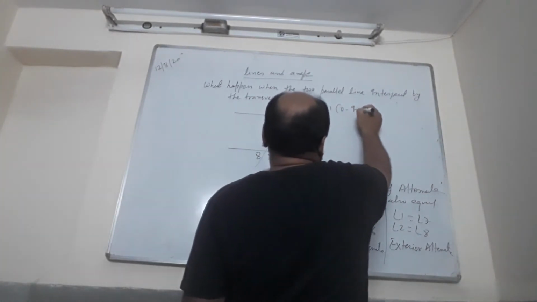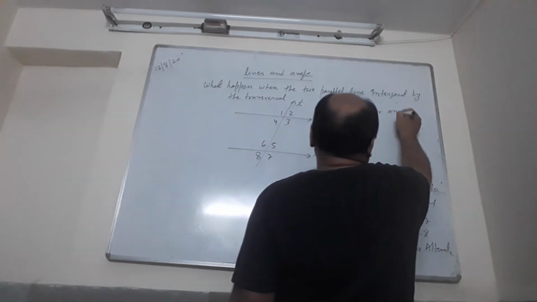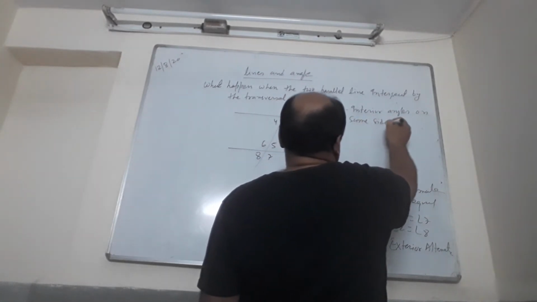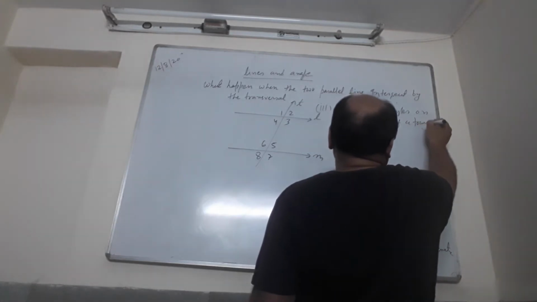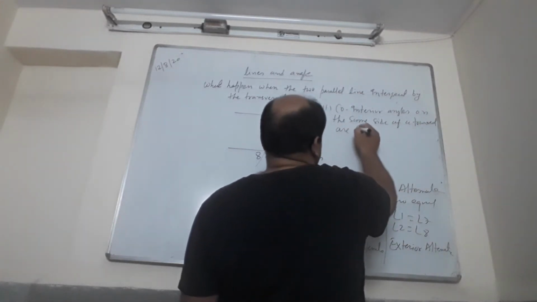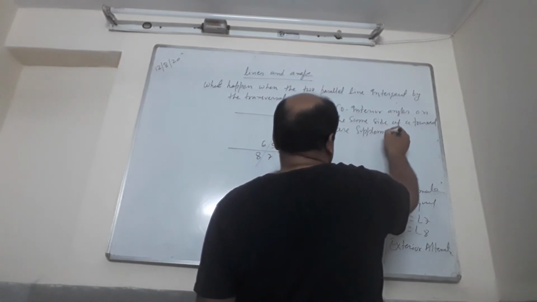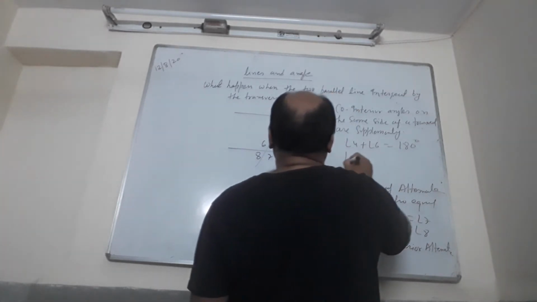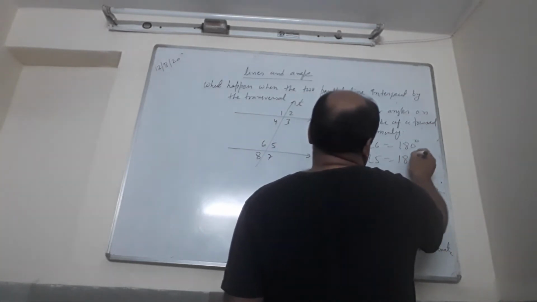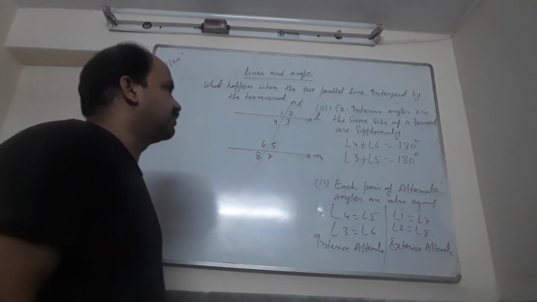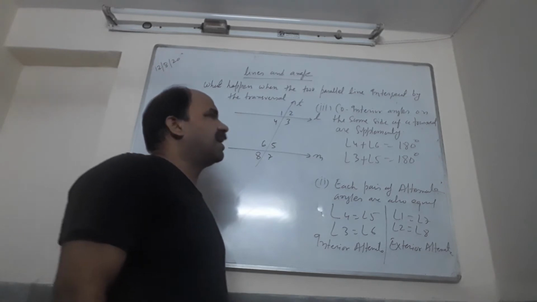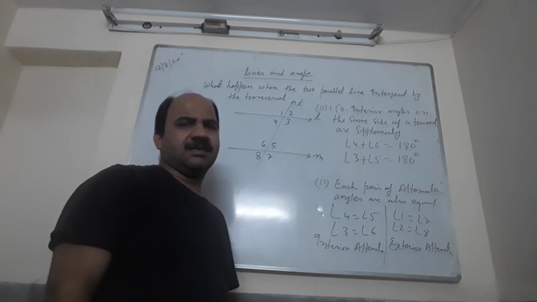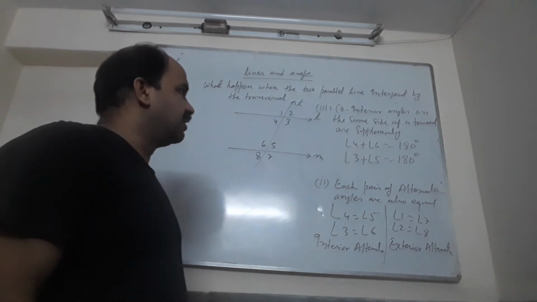After these two properties, the third important property for parallel lines is co-interior angles on the same side of a transversal are supplementary. Means angle 4 plus angle 6 equal to 180 degrees and angle 3 plus angle 5 equal to 180 degrees. So these three important concepts come out when two parallel lines are intersected by the transversal. All these concepts we will use to find the measure of the angles in the particular exercise.